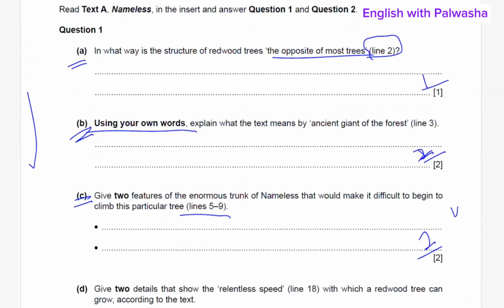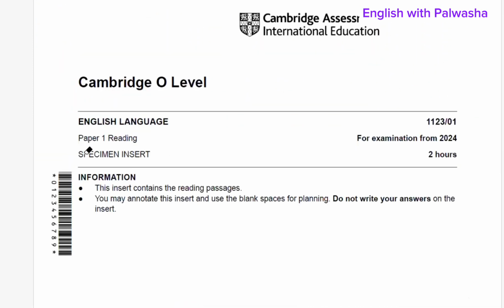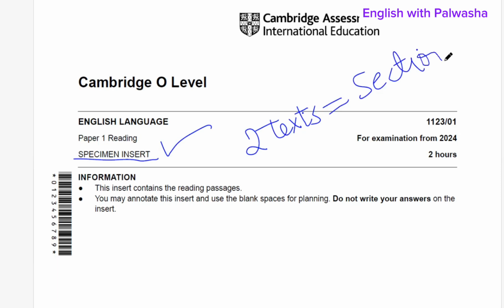First, we got the insert with this paper, all right? I'm sure everybody is quite aware what the insert is. The insert consists of two different texts, which are divided into further two different sections. So we have Section A and then we have Section B.